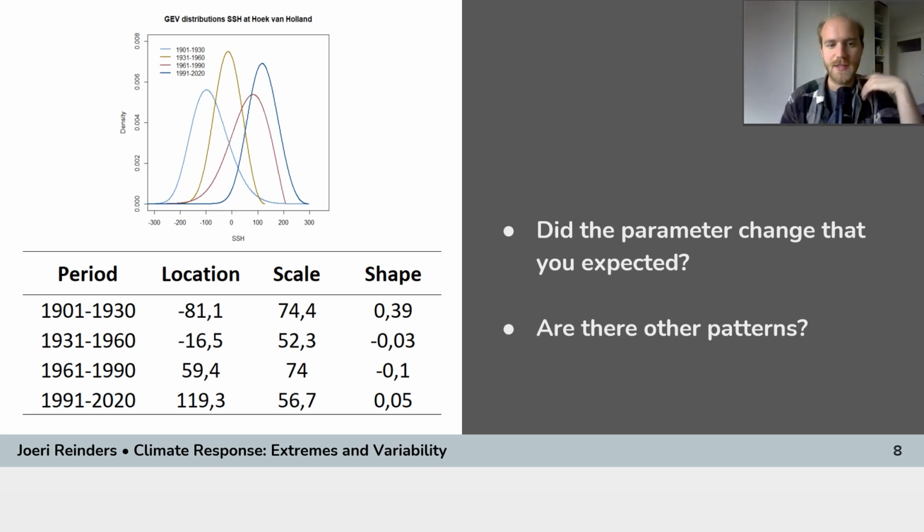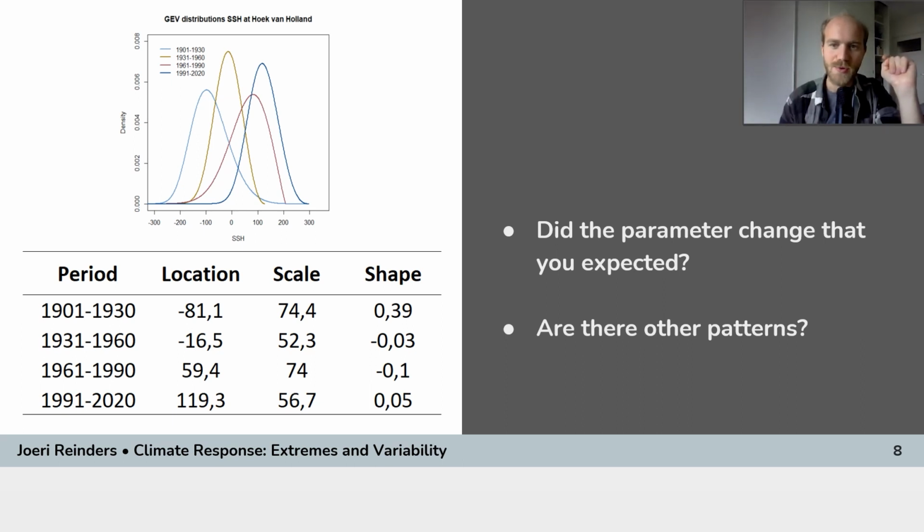And one thing that we can see again is that the location parameter is shifting towards higher values over time. The system is getting more, or sea surface levels are getting higher over time. We know that from climate change. But you also see that in the scale, there's something interesting happening.